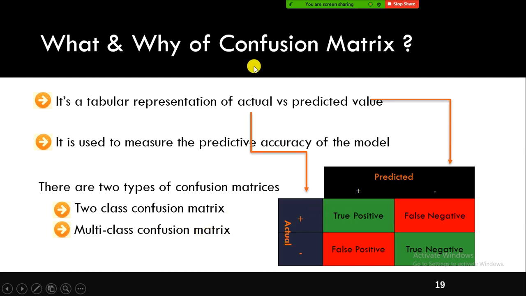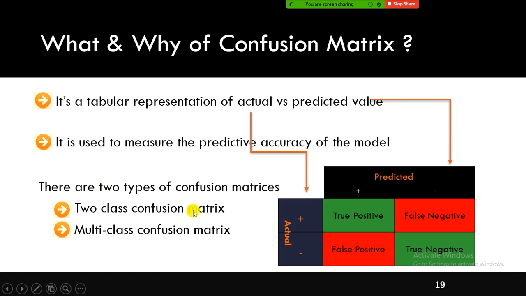You can use a confusion matrix only for classification related algorithms, to evaluate the classification model's performance. You cannot use a confusion matrix for evaluating linear regression models, non-linear models or other regression models. You can use it only for evaluating classification algorithms like support vector machine, random forest, gradient boosted decision tree, neural network, and so on and so forth.